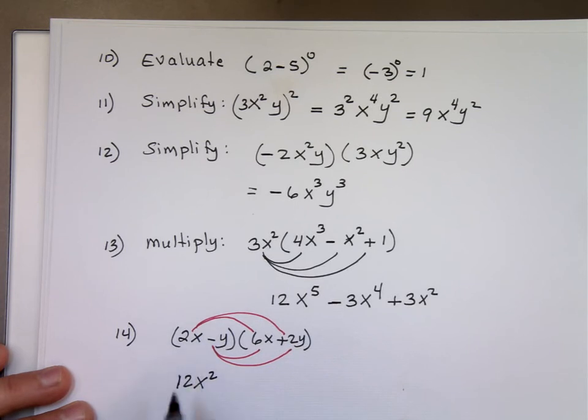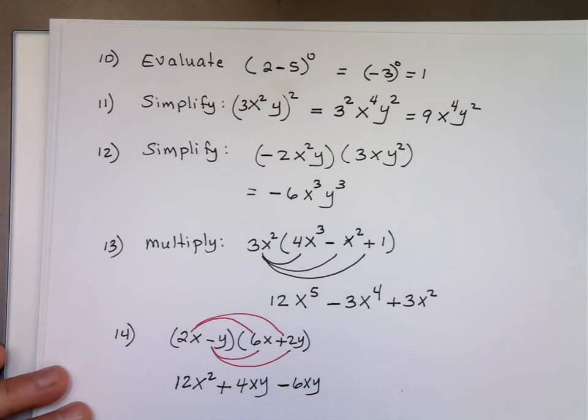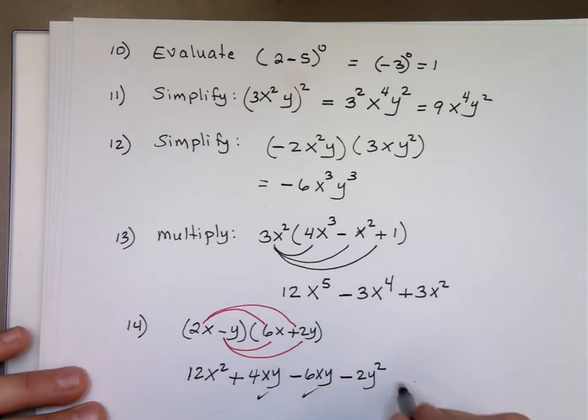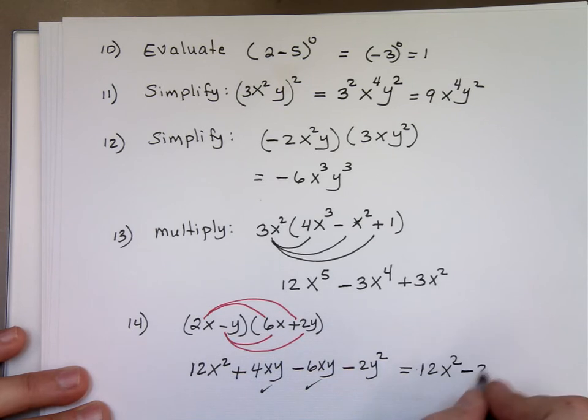What's 2x times 2y? 4xy. What's a negative y times 6x? And what's a negative y times 2y? And the only thing I see, these two are like terms. I can put them together. So that will be what? 12x squared. What's 4 minus 6? Negative 2xy minus 2y squared.